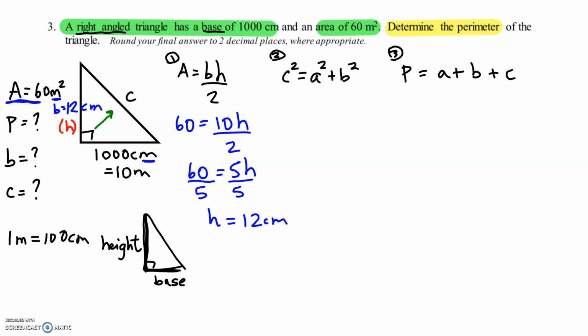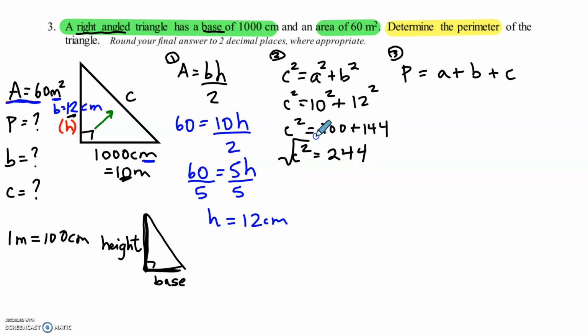So now I can do my step 2, which is the Pythagorean theorem. C is what I'm finding. That's what the arrow is pointing to, so I'm going to leave it as C. A, we'll say, is the 10, and B is the 12. Those are the legs of the right triangle. Okay, so we'll go ahead and solve. 10 squared is 100, plus 12 squared is 144. So that gives me C squared equals 244. I'll square root both sides.